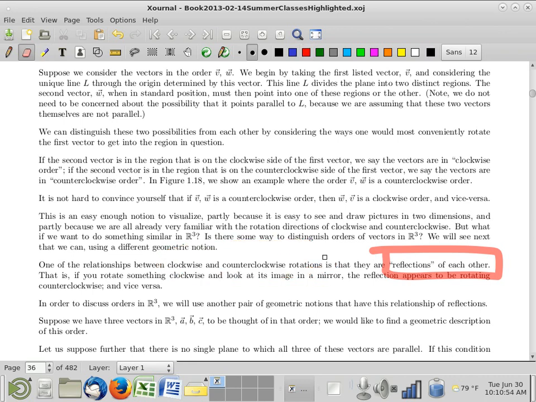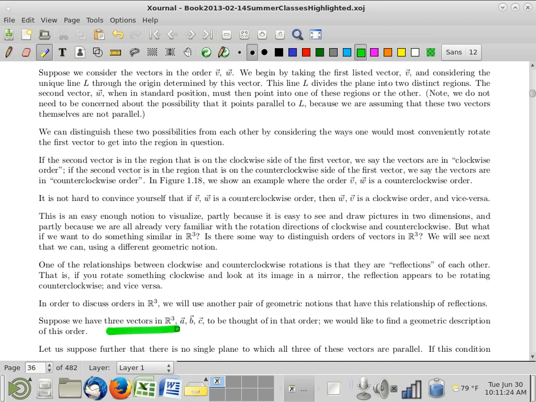Now, all of that being said, here's the big question. Here's the hard question. Suppose I want to do something kind of like this, but in 3 space with 3 vectors. Is there some geometrically kind of natural, relatable way of distinguishing the different orders that I might write those 3 vectors down? And it turns out that there's a great answer to this question. It's not obvious, but surprisingly relatable once we get to it.